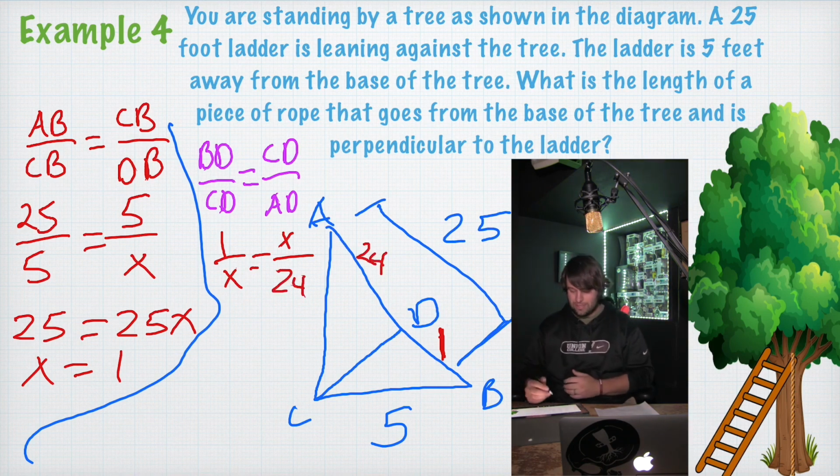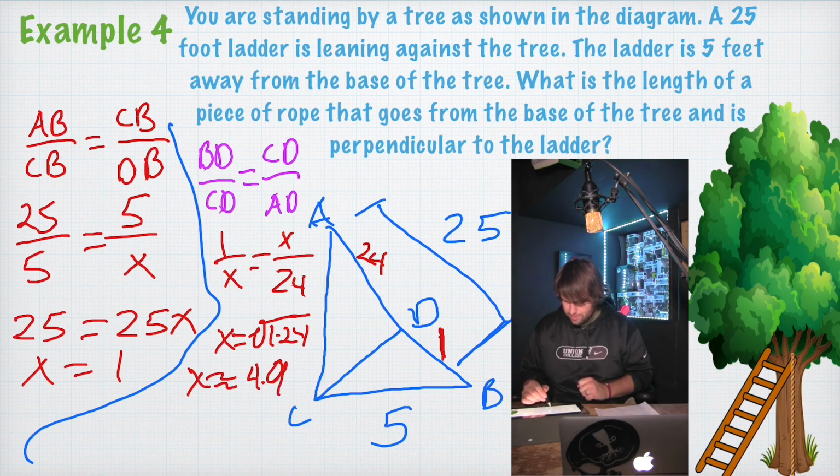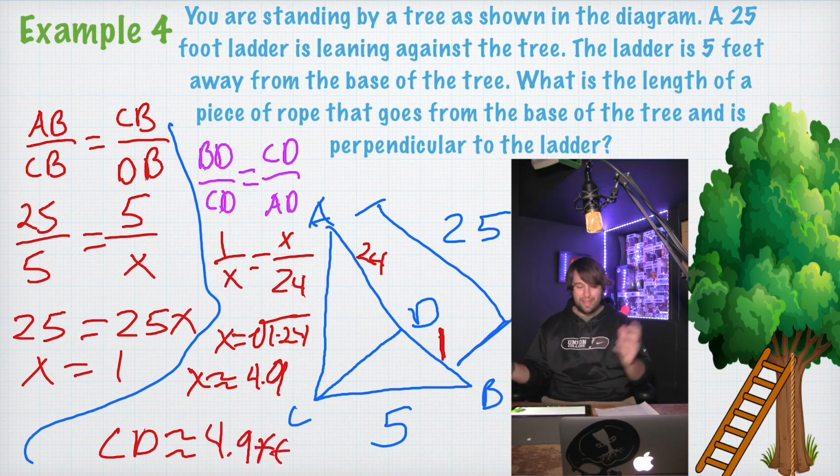Now all we have to do is the geometric mean. So X is going to equal the square root of 1 times 24. So X is going to equal roughly 4.9. So CD is about 4.9 feet. Okay, that's all there is to it.